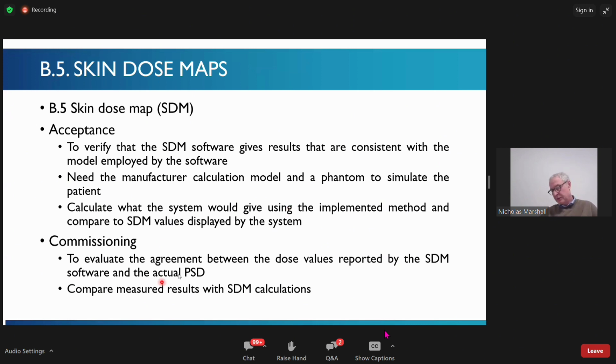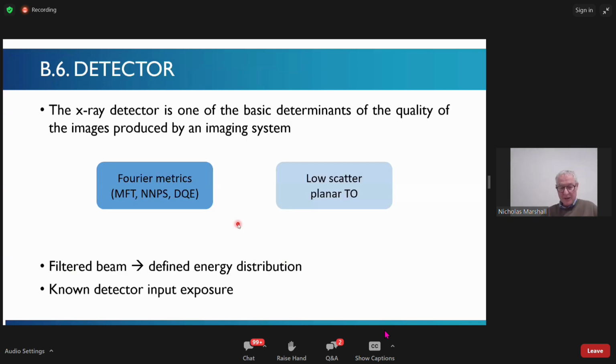I'm going to go over time, I'm afraid. So I will say a little bit about the detector, but I will go a bit faster through this. I'm sorry about this. So we'd like to test the X-ray detector, and one of the ways we do this is with Fourier metrics. So this is like the modulation transfer functions thrown around. The normalized noise power spectrum, maybe DQE, and this requires well-defined beam, known X-ray detector, etc. To do this, you need a QC mode.